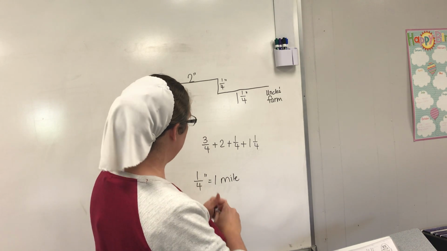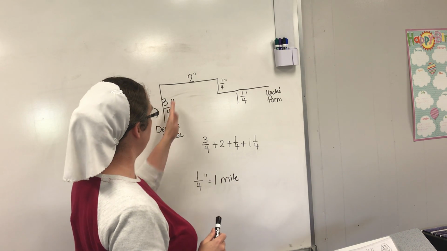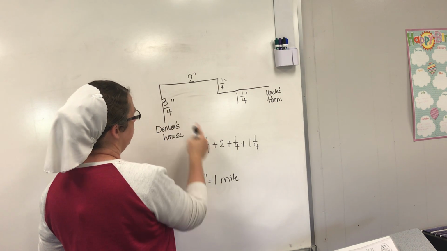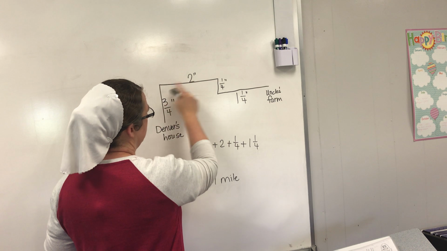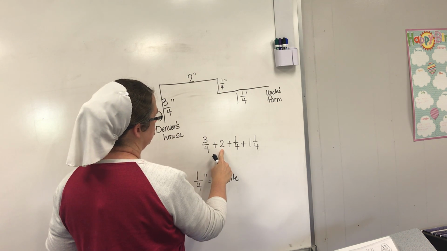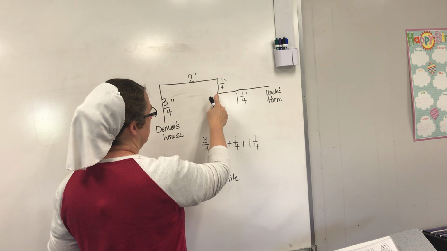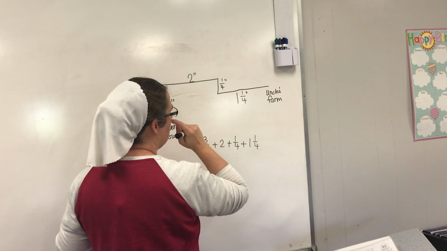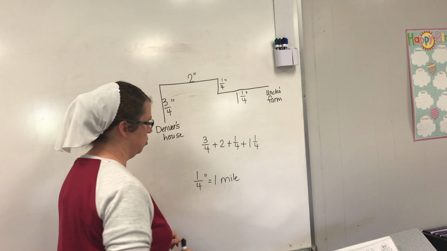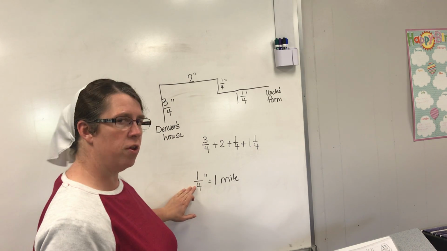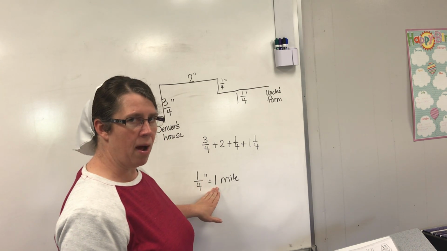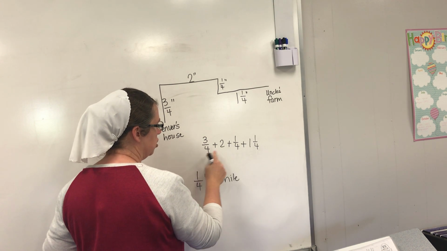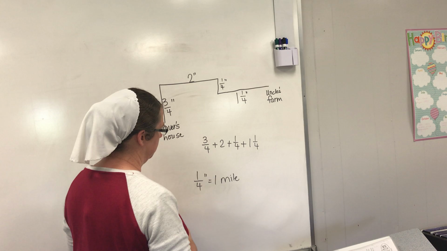So in order to figure out how many miles it took him, from here to here is 3/4 inch. From here to here is 2 inches. From here to here is 1/4 inch. From this corner to this corner is 1 1/4 inch. Every 1/4 inch is 1 mile, so we have to figure out how many 1/4 inches we have in each one of these.